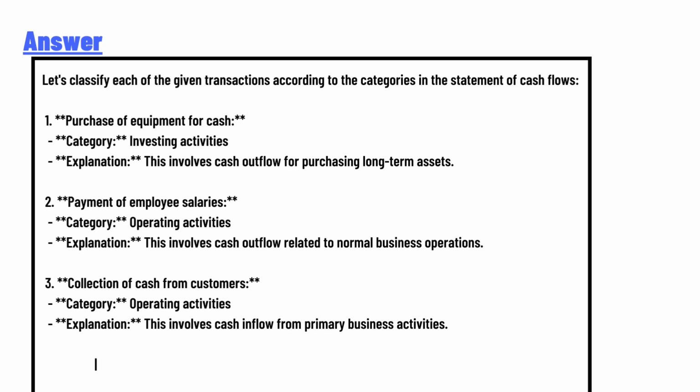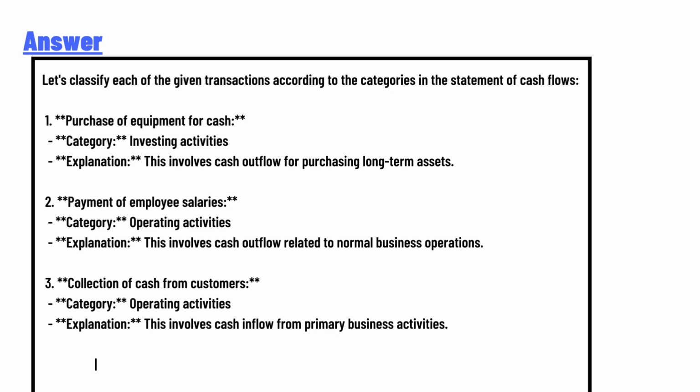Collection of cash from customers, category: operating activities. Explanation: this involves cash inflow from primary business activities. Cash proceeds from a note payable, category: financing activities. Explanation: this involves cash inflows from borrowing money, which is a part of financing. Purchase of common stock of another corporation for cash, category: investing activities. Explanation: this involves cash outflow for buying equity investments, which is related to investing activities.